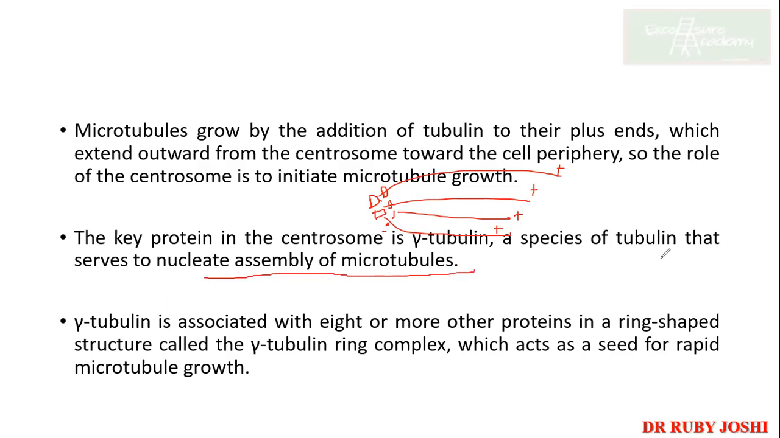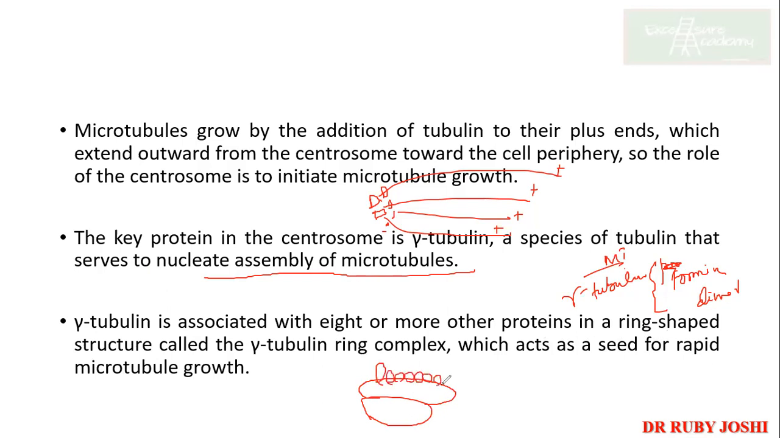Now, in actin, which one was it? It was your formin dimer. Okay, now analogous to this, in the case of microtubules, it is your gamma tubulin. Now, gamma tubulin is associated with 8 or more other proteins in a ring-shaped structure called the gamma tubulin ring complex, which acts as a seed for rapid microtubule growth. So if you see, there are certain capping proteins onto which your gamma tubulin is present. On this, your alpha beta tubulin molecules come like this. 13 will come and 13 protofilaments will form like this. Okay? So that's how your microtubules are formed.